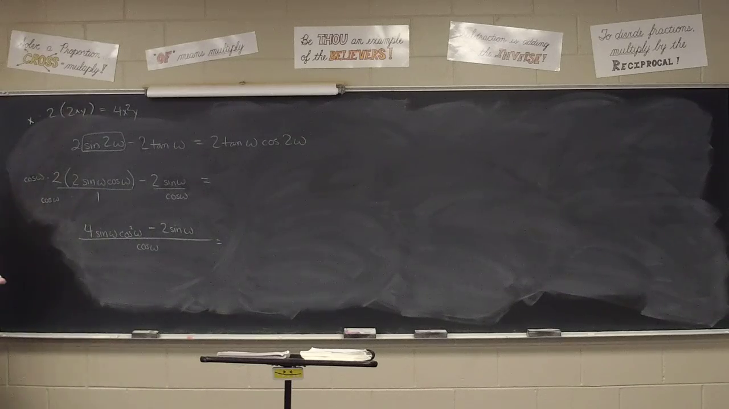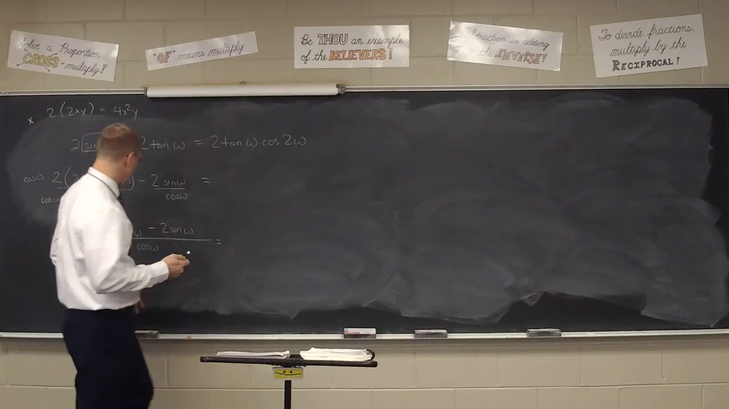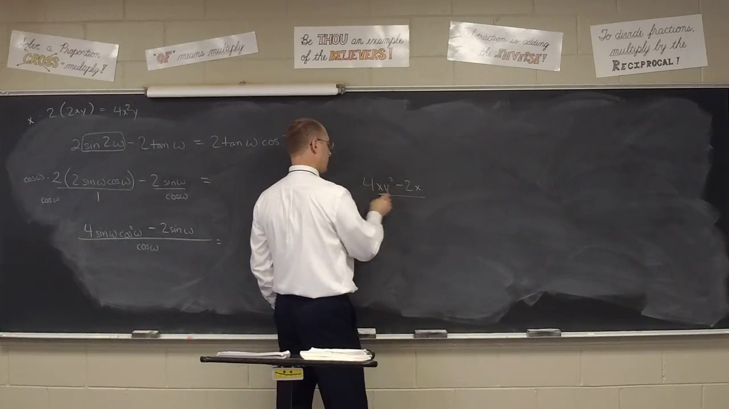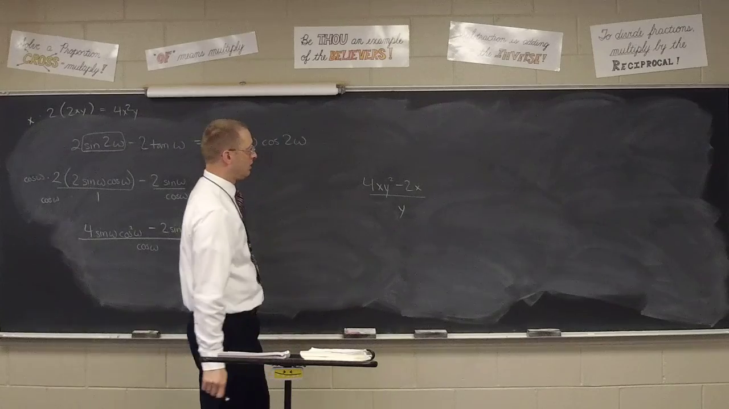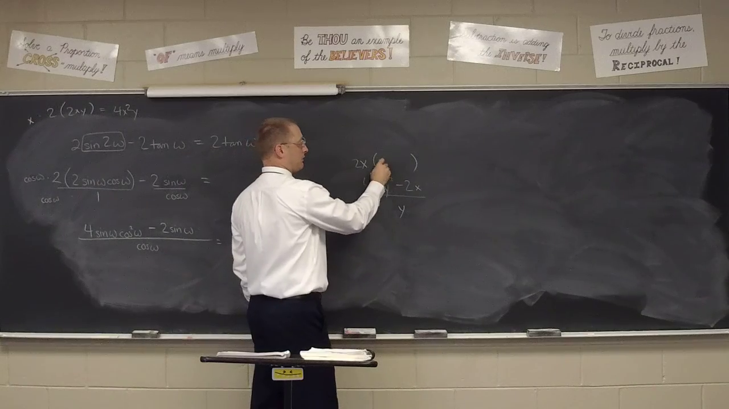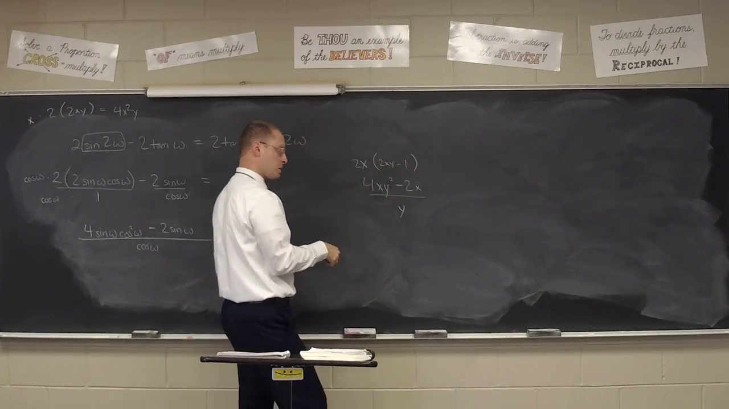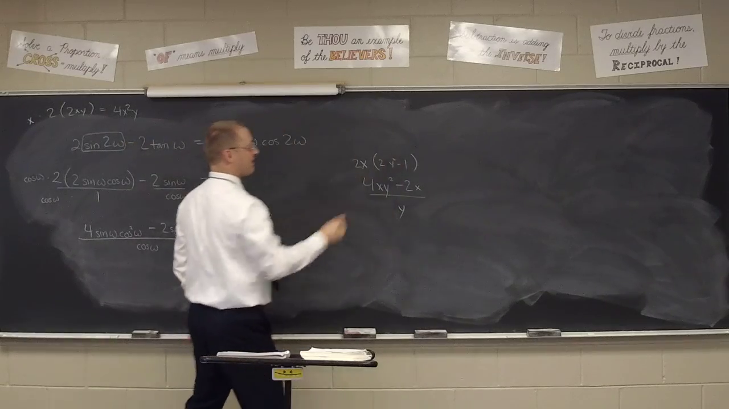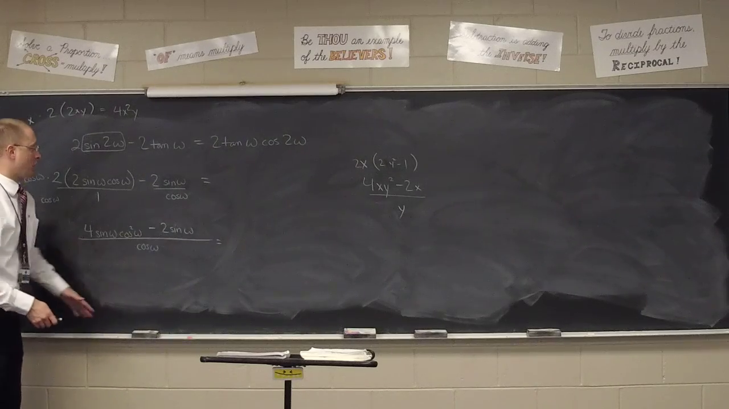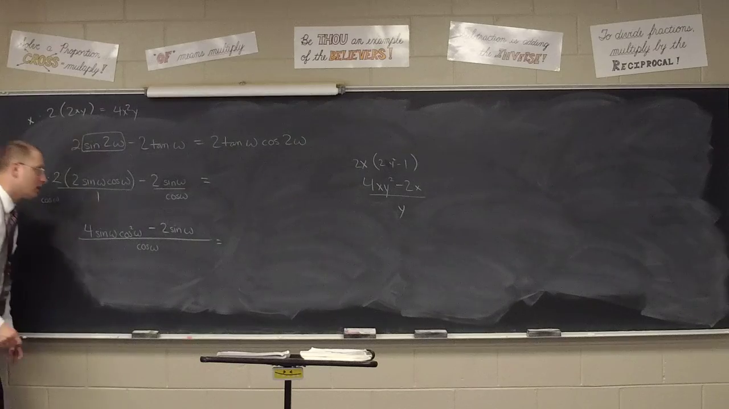Cosine squared omega is 1 minus sine squared. If I had a 4xy squared minus 2x all over y, you can pull out an x. I could factor out an x. For that matter, I could factor out a 2. 2x. I'd be left with 2xy minus 1, wouldn't I? Or you could divide both of them by the cosine. Well, if I divide them individually by cosine, I go right back to this again. Oh, yeah. We'll factor out a 2 sine.